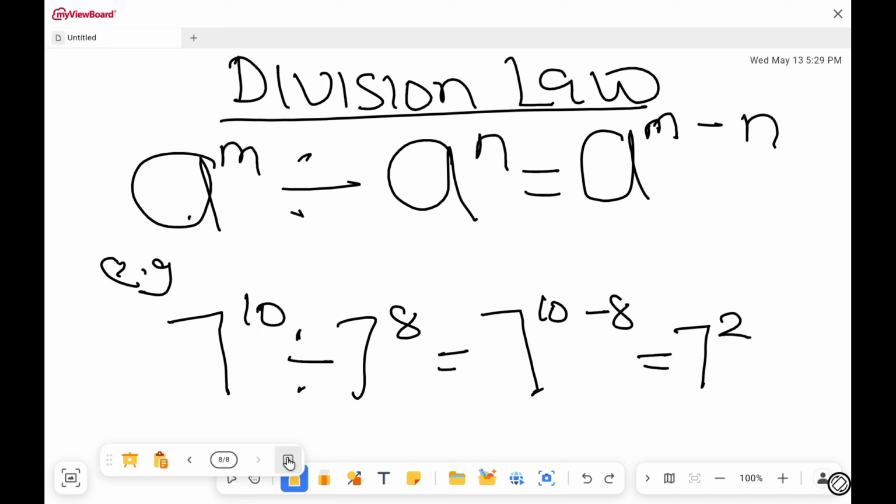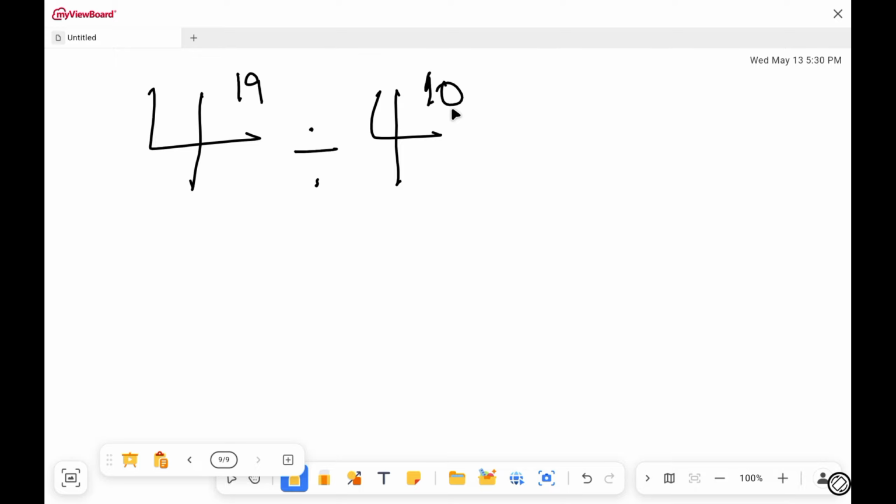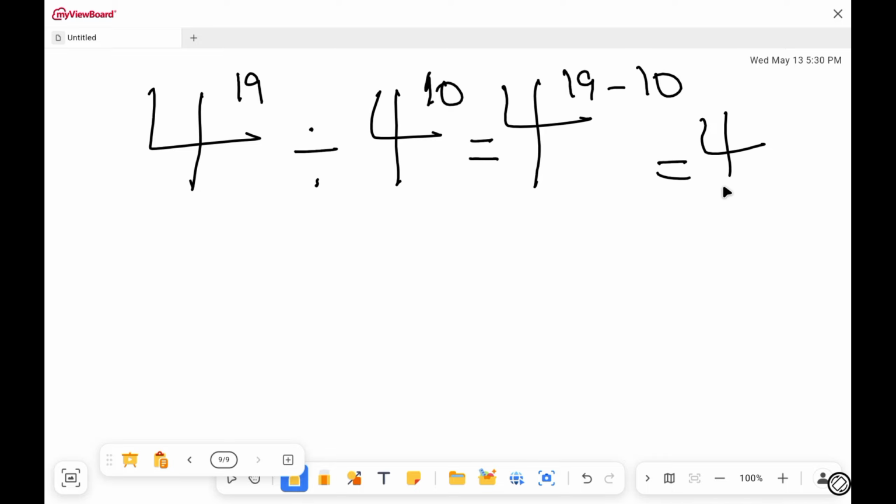Let's take another example under this. Let's say you have 4 raised power 19 divided by 4 raised power 10. What do you see? Same base, different power. Same base 4 and 4, different powers 19 and 10. So pick one of the base. What do you have in between? Division. With division you subtract the powers. That would be 19 minus 10. So what do we have now? We have 4 raised power 9.